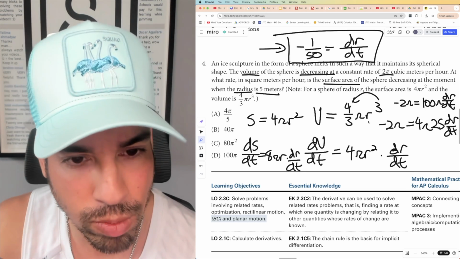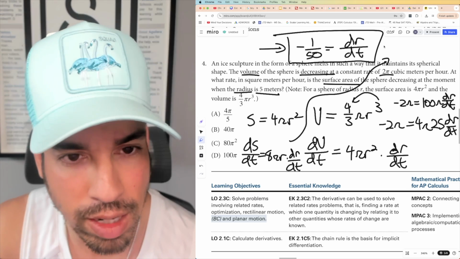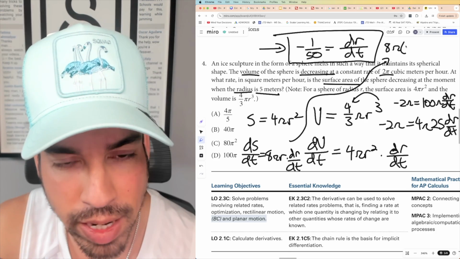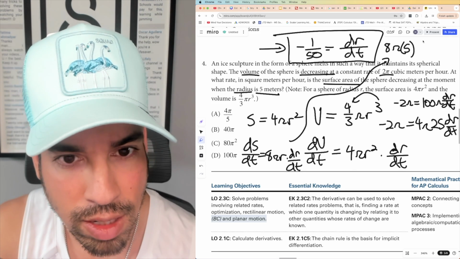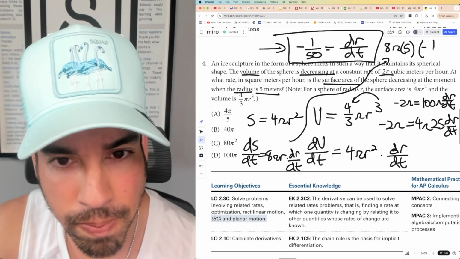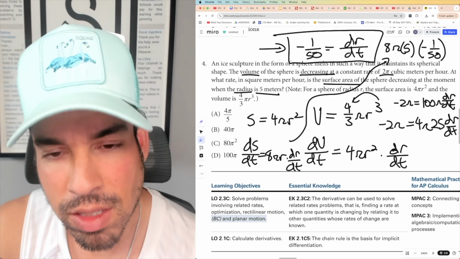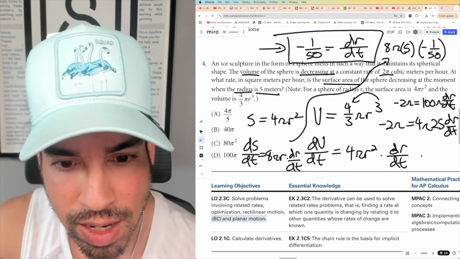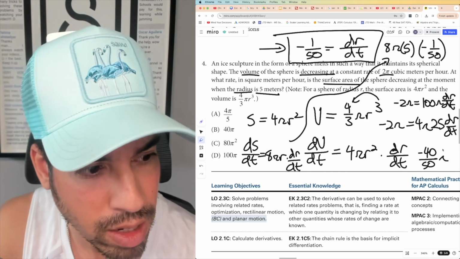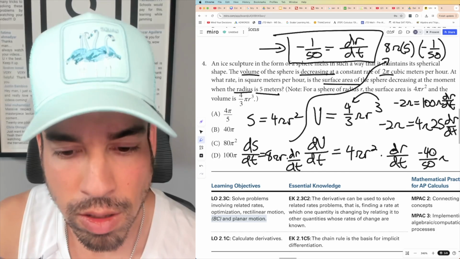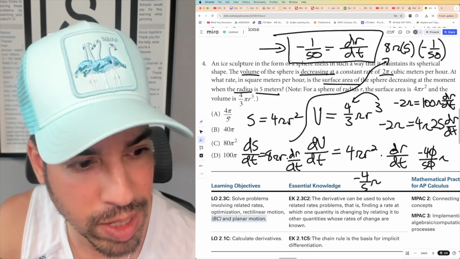So check this out. We're running out of room here, but we're going to do it up top here. So we got 8 pi, radius is 5, times dr/dt, which is negative 1 over 50. And we're going to simplify. 8 times 5 is 40, times negative 1 over 50 is negative 40 over 50 pi, which reduces to negative 4/5 pi.